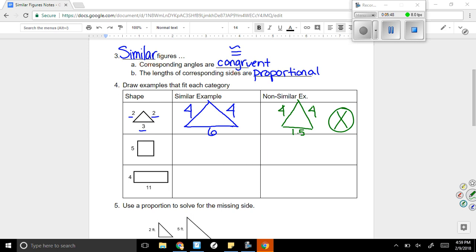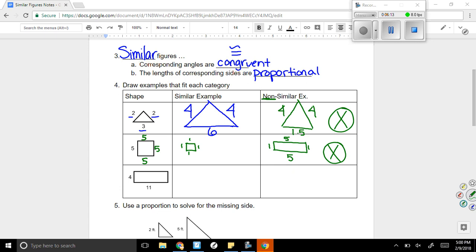Let's look at this square down here. A similar example could be a little tiny square that's 1 all the way around, because this one is 5 all the way around. But if I made this side 1, but made this side 5 still, that would not be similar. So again, these are non-similar examples on the right.